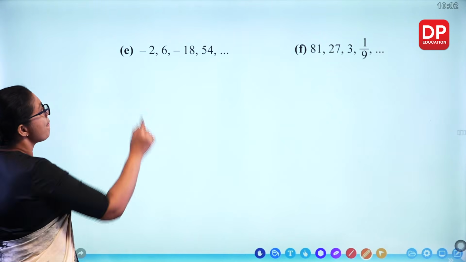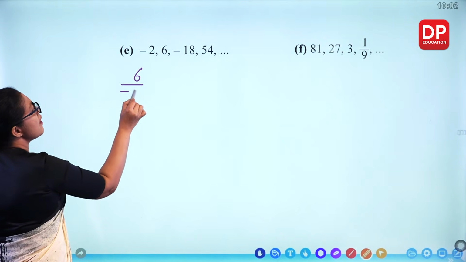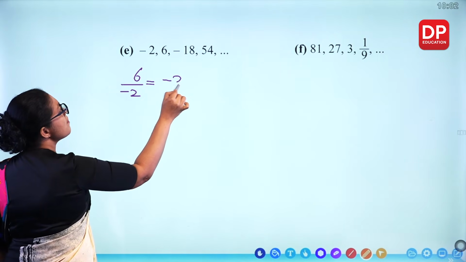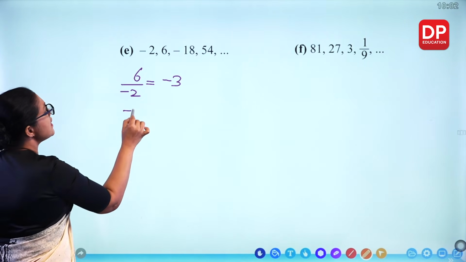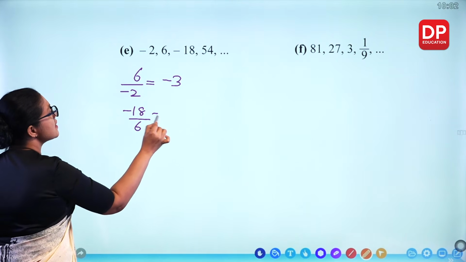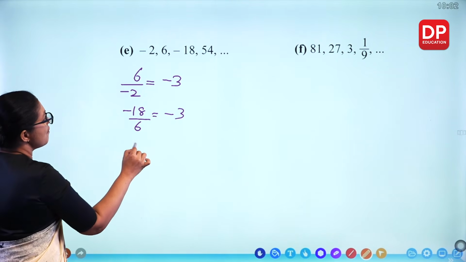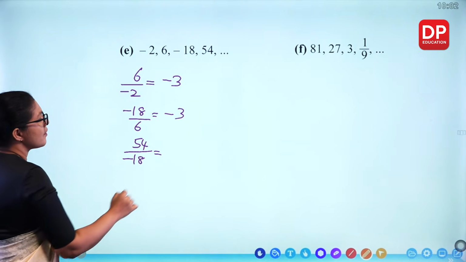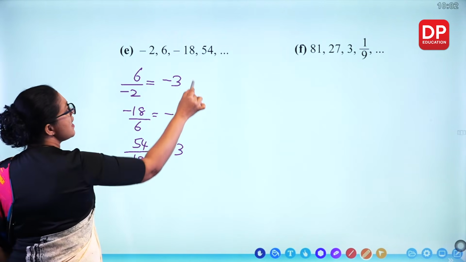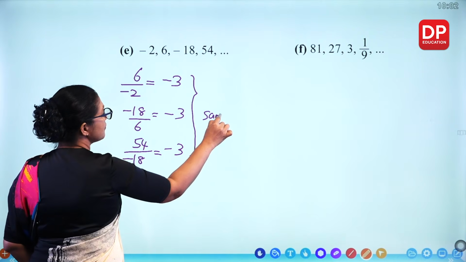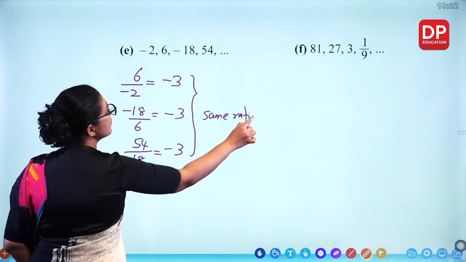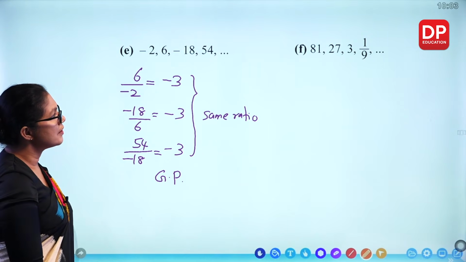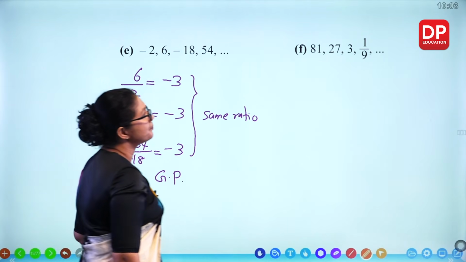This one. Take any term, divide by its previous term. 6 divided by minus 2, you get minus 3. Minus 18 divided by 6, you get minus 3. 54 divided by minus 18, minus 3. So, same ratio. That's a geometric progression.